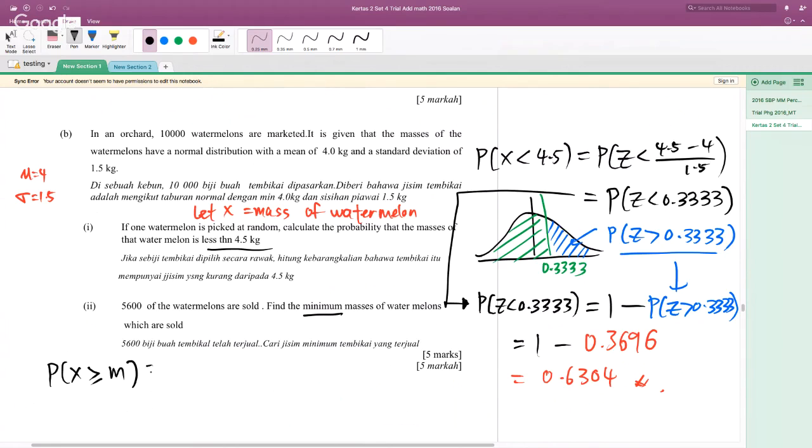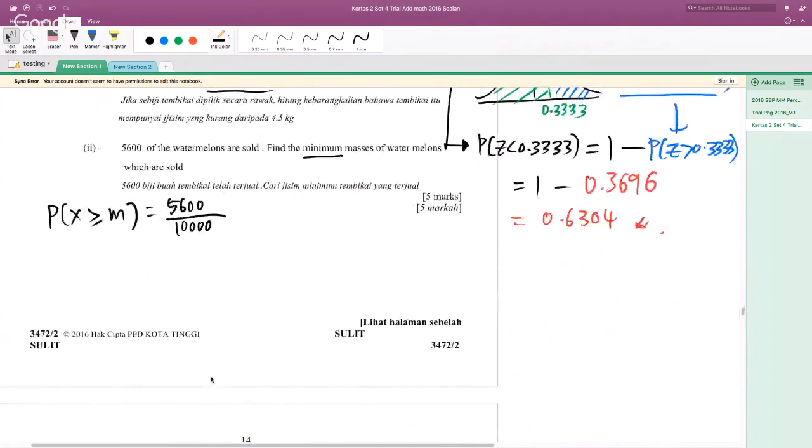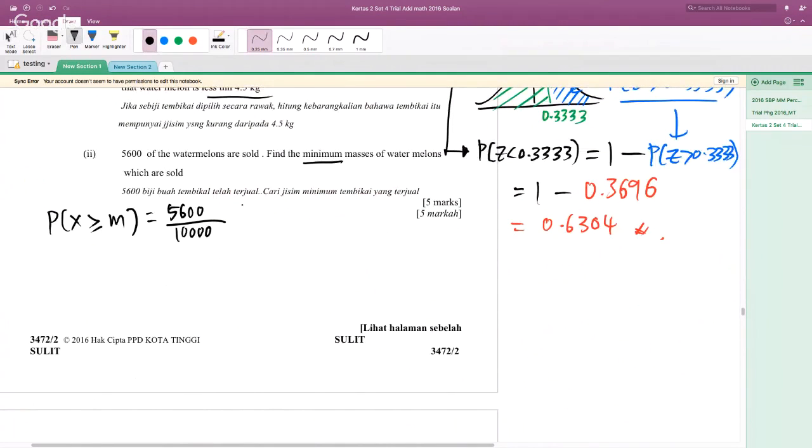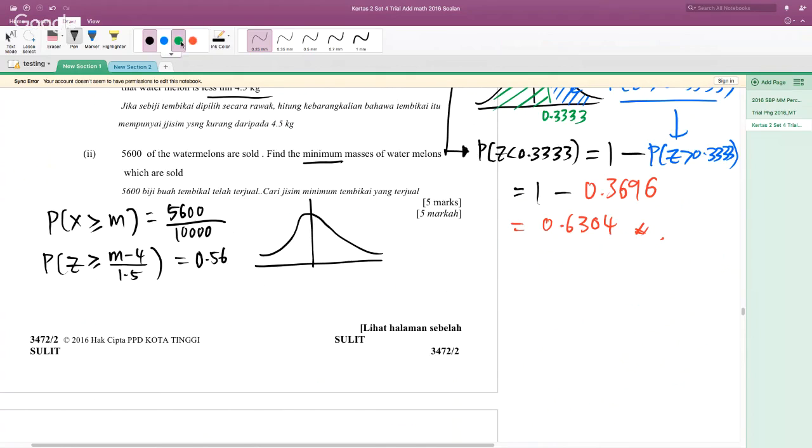Okay, so I will say it equals to 5600 out of 10,000, isn't it? Okay, so what I will do here, I change this one into a Z. So it's just equals to M minus 4 over 1.5. And then this one is just 56 over 100, 0.56. Okay, so I will sketch out the bell-shaped diagram. And the whole thing here, let me call it K, because it's easier for me to explain.